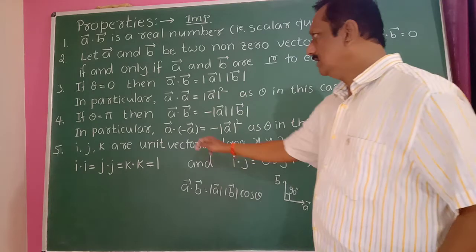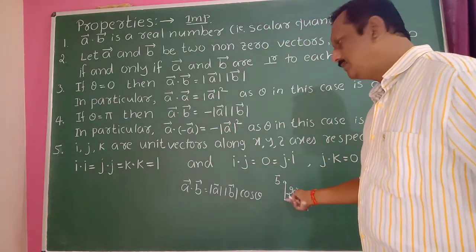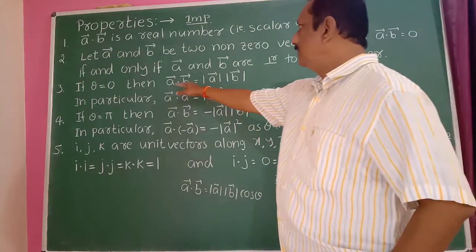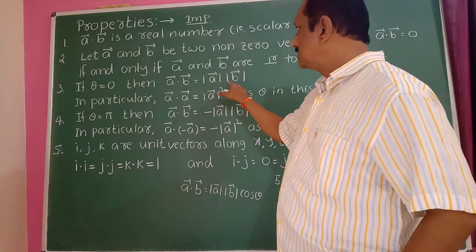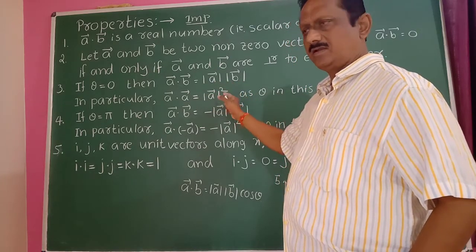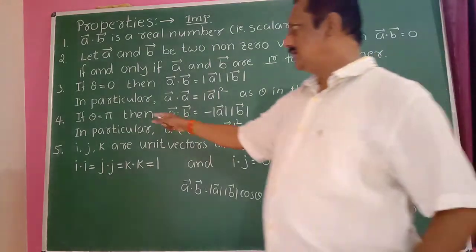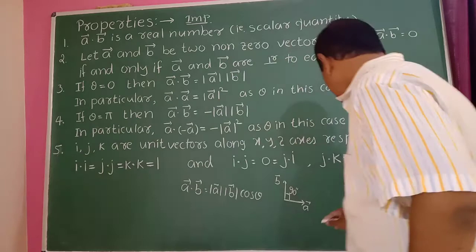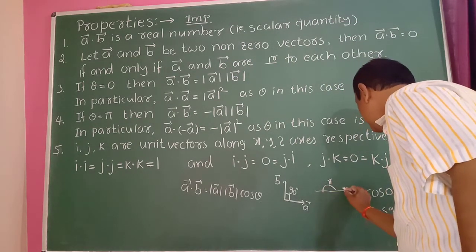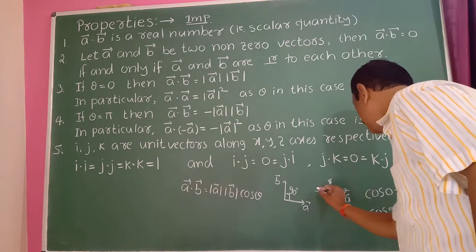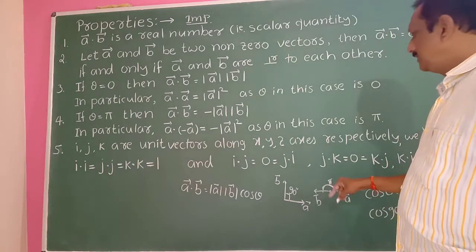In particular, a bar dot a bar: both vectors are a bar only. In that case, a bar dot a bar is equal to modulus of a bar into modulus of a bar. The product is modulus of a bar whole square. In this case, theta is 0. Suppose theta is pi, which means the angle between the two vectors is 180 degrees. Here this vector is a bar and this vector is b bar, and the total angle is 180 degrees.